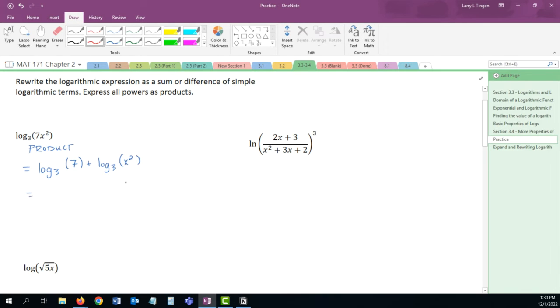And now I have log base 3 of something to a power. So now the power rule or property is going to let me rewrite that second term as 2 times log base 3 of x.